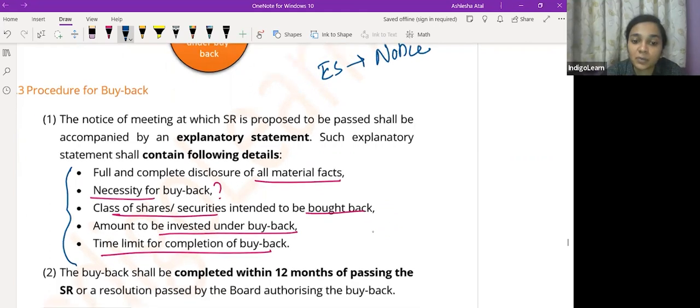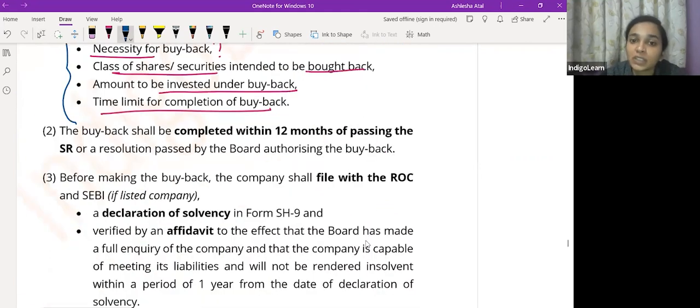Apart from it, buyback, it should be completed within 12 months of passing of special resolution or the board resolution as the case may be. Now why do you think यहाँ पे board resolution लिखा है? Why do you think this statement has been added here? Special resolution is all right, but why this statement? Why do you think this statement has been written here?